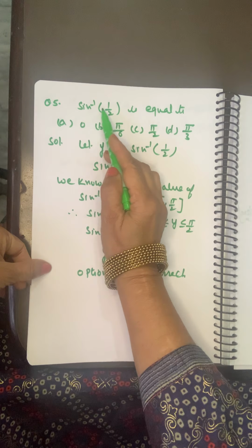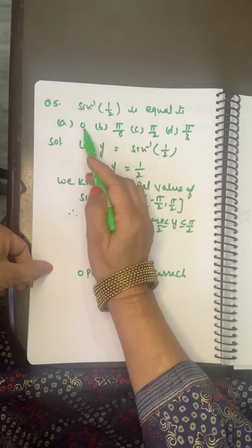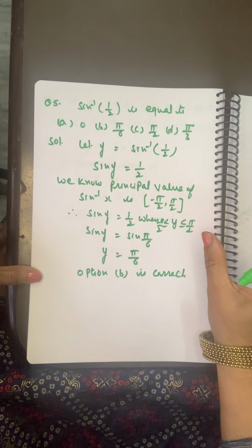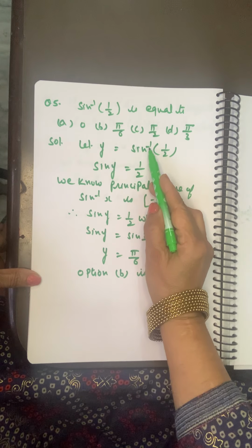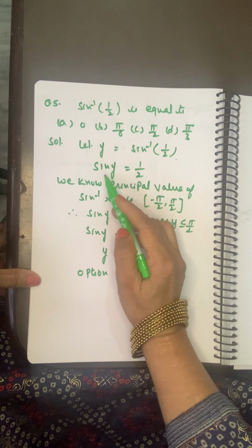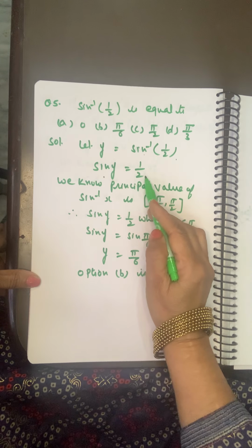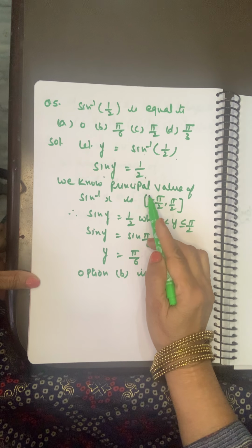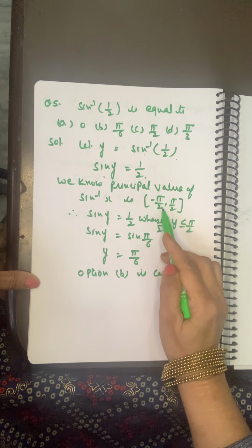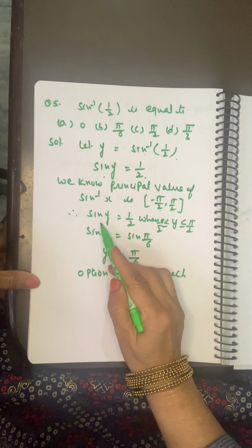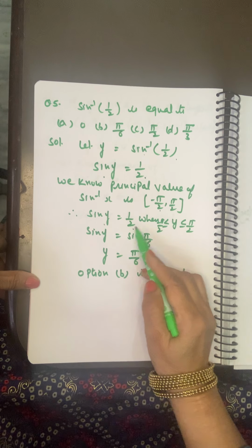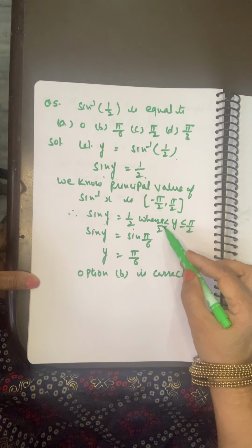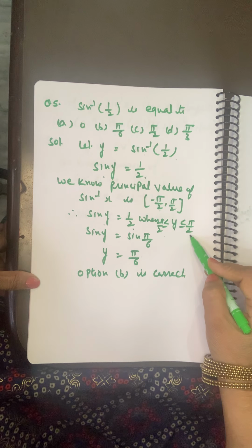Question number 5. Sin inverse 1 by 2 is equal to, again you have given 4 options, one option is correct. Let y equal to sin inverse 1 by 2. Then it will become sin y equal to 1 by 2. We know the principal value of sin inverse x is the closed interval minus pi by 2 to pi by 2. So y is greater than or equal to minus pi by 2, less than or equal to pi by 2.